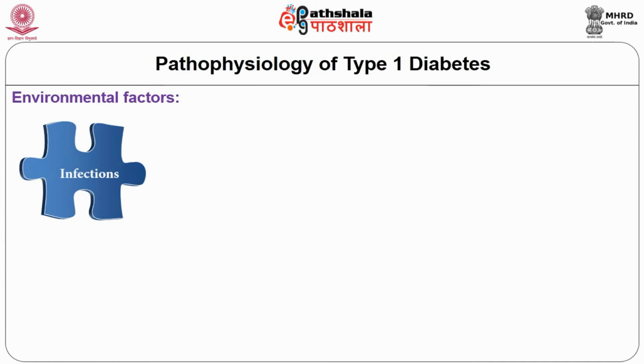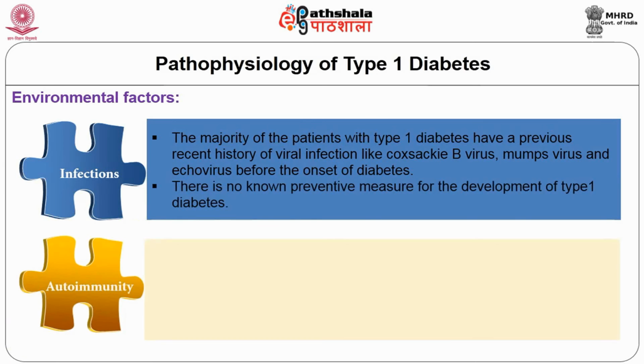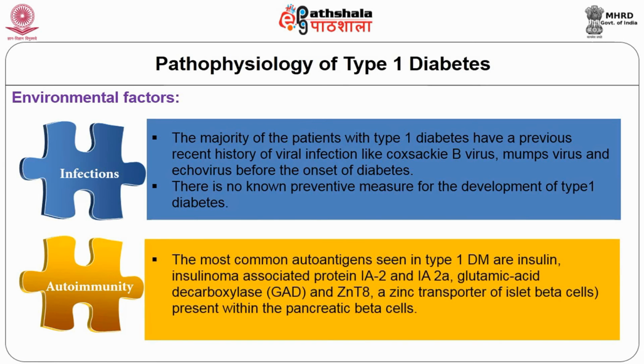Environmental factors for type 1 include infections like Coxsackie B virus and mumps; there is a history of these viral infections before the onset of diabetes, which trigger the autoimmune system. The most common autoantigens seen in type 1 are insulin, insulinoma-associated protein IA-2 and IA-2β, glutamic acid decarboxylase, and ZnT8, a zinc transporter of the islet cells present within the pancreatic beta cells.